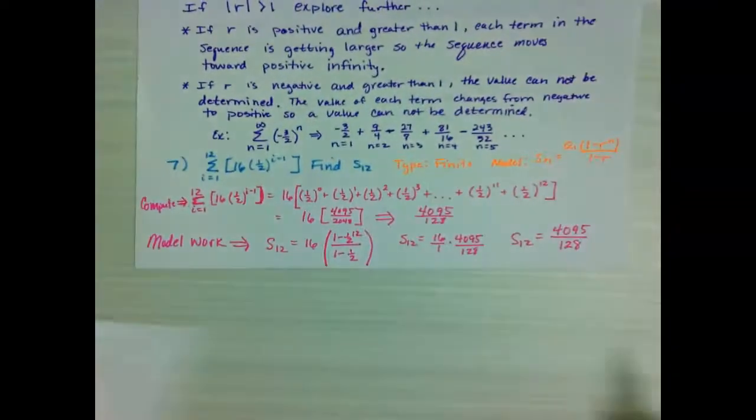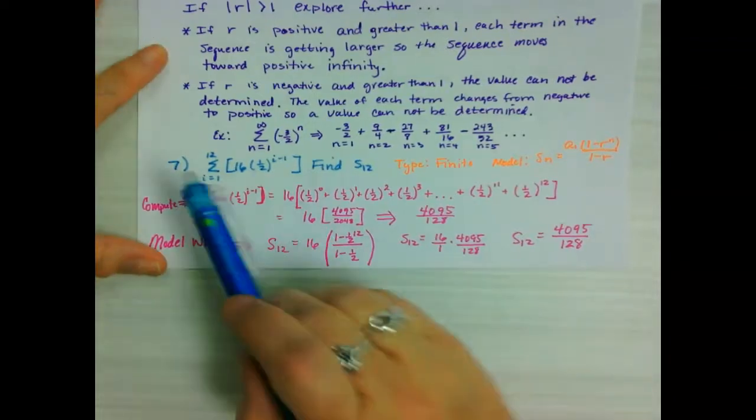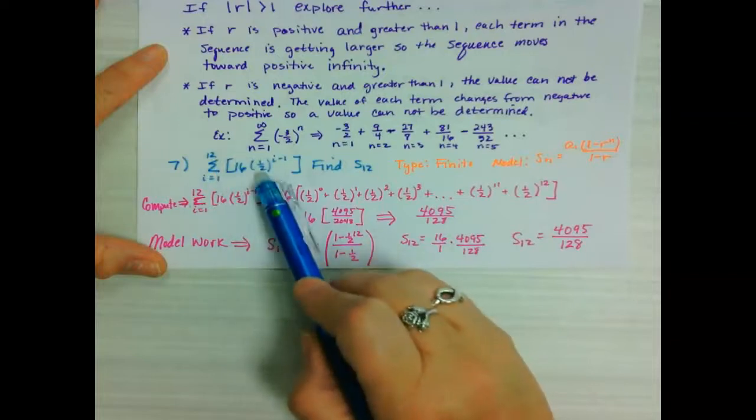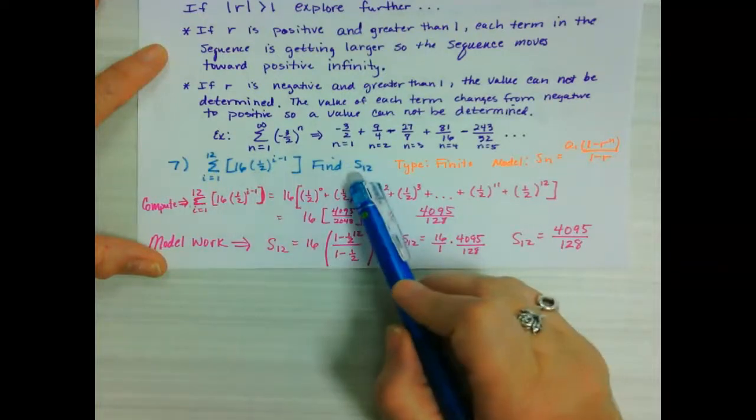Okay, so we're just going to work through, and I worked out number 7 so you could see what we've done in the past and what working through the model is going to be, and then we'll work through a few more together. So this is the problem. Our lower bound is 1, our upper bound is 12. Here is the geometric model, and we want to find the 12th term.